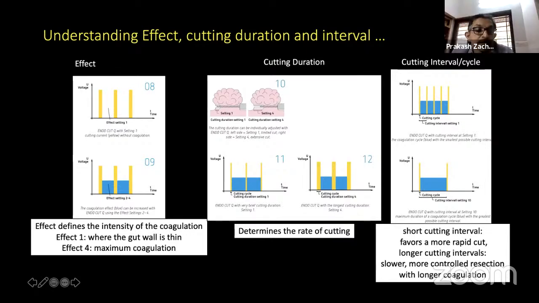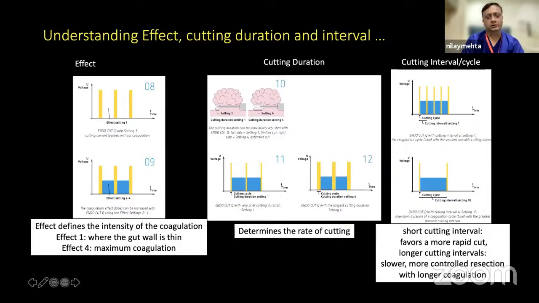The cutting interval is how short or how long is the cut. So if the interval is short, then you have got a more rapid cut. If it is a long interval, then you have got a slower and more controlled cut. The cutting duration is equivalent to the length of the incision. So if the duration is short, more cutting cycles are necessary. But if the cutting duration is long, then there are fewer cycles, so it's a longer cut. So that is the interval and duration.